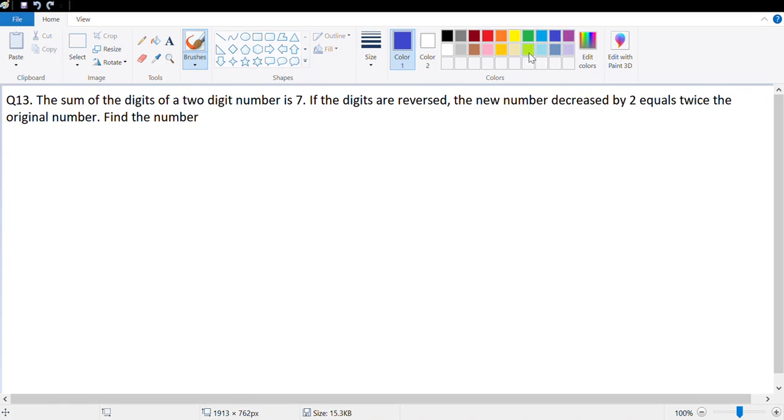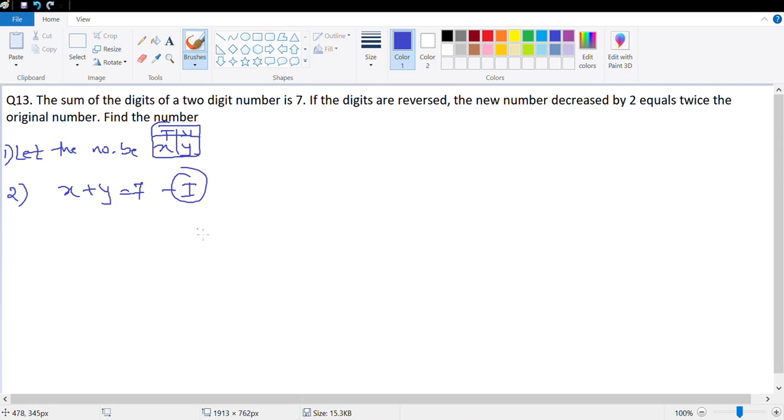The sum of the digits of a two-digit number is 7. Okay, so let the number be xy. So x is the tens digit, y is the unit digit. That's our first part. The sum of the digits is 7. X plus y is equal to 7. That's our first equation. Next, if the digits are reversed, the new number decreases by 2. Okay, so the value of this number is 10x plus y. That's the original number.